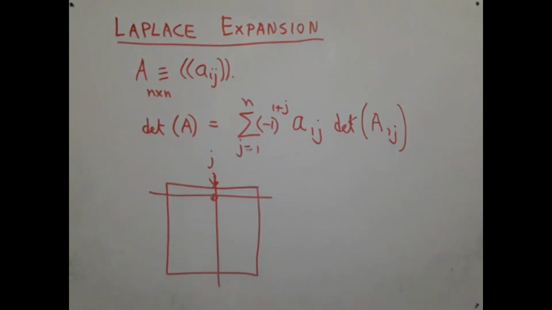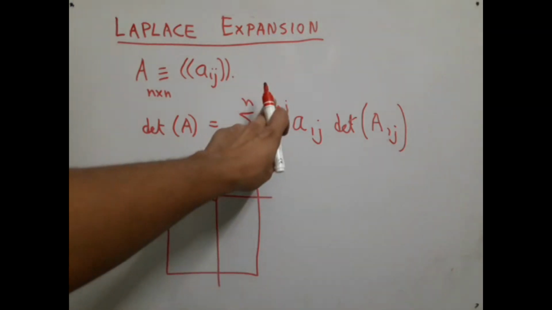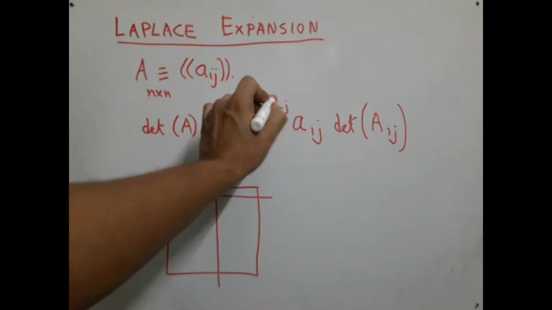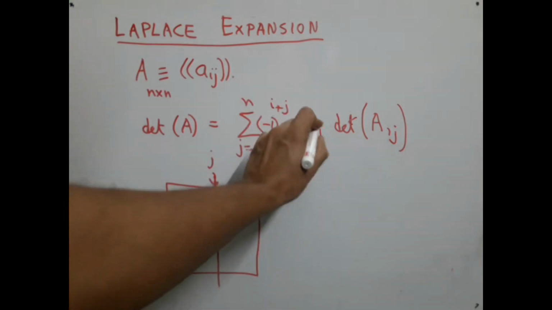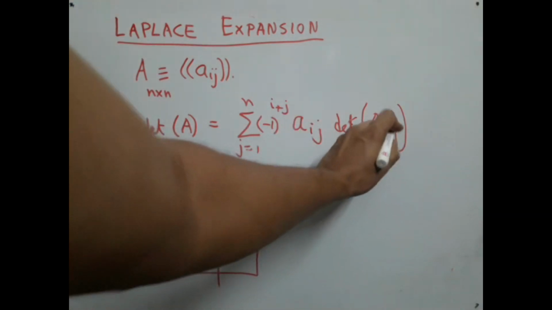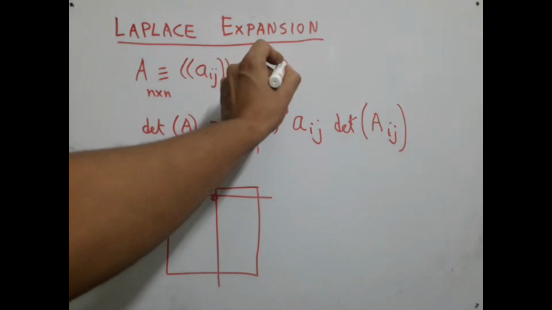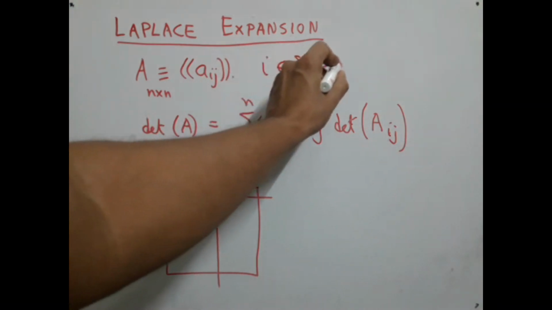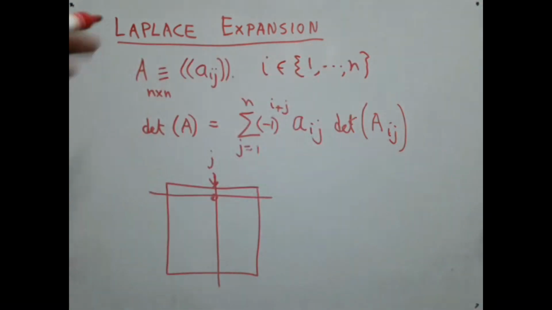And in fact, you can generalize it further. There is no need to expand it only along the first row. You can expand it along any row. For example, about the ith row, just change these ones to i's. So you take any i from 1 to n, and then this will work. So this is Laplace expansion along the ith row.